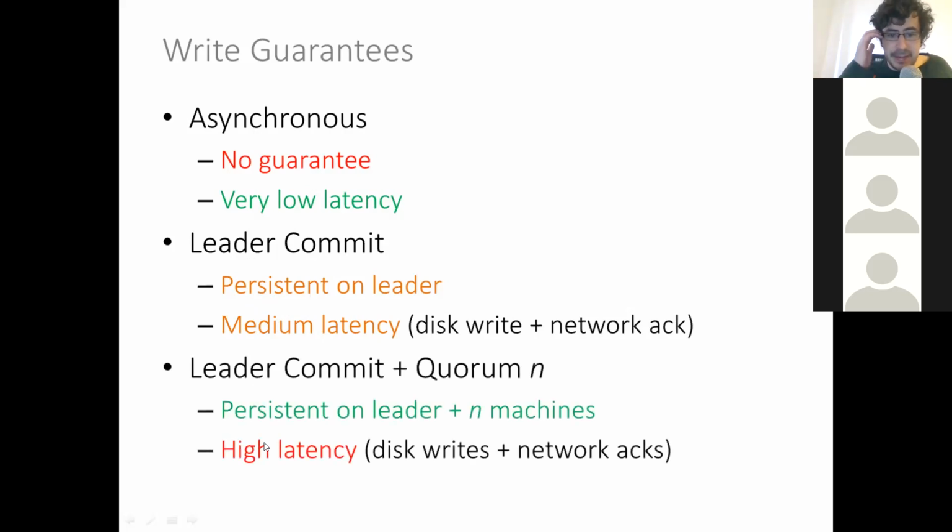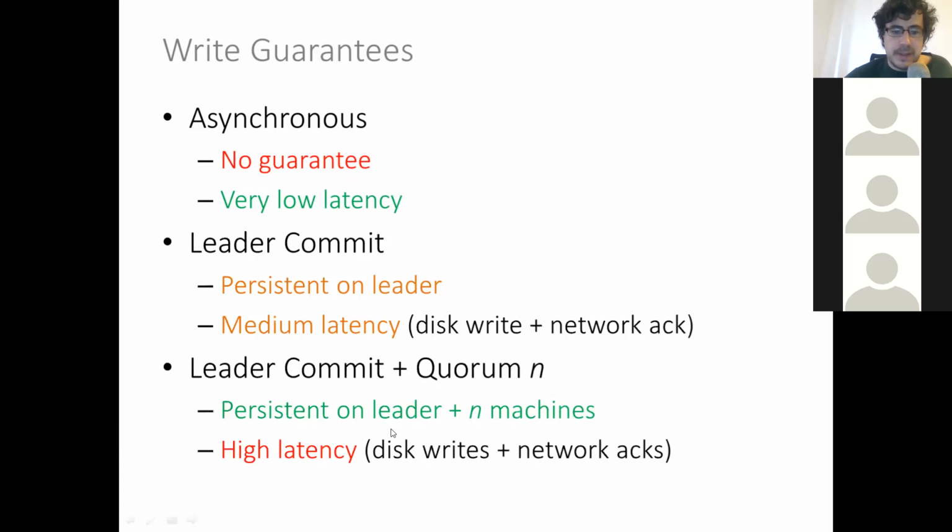So the best guarantee is the leader commit plus the quorum n. So this requires the data to be persistent on the leader plus an additional n machines. But again, it has this high latency where we have the disk writes. Okay, these are in parallel. We don't need to do n writes in sequence, right? But we have the overhead of these disk writes plus the network messages and acknowledgements to make sure that n machines have acknowledged and written the message, the record.